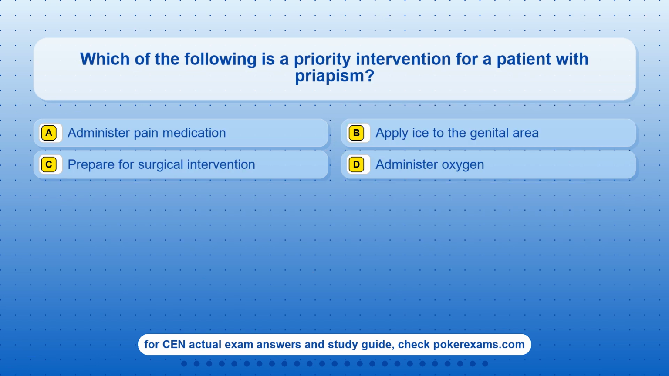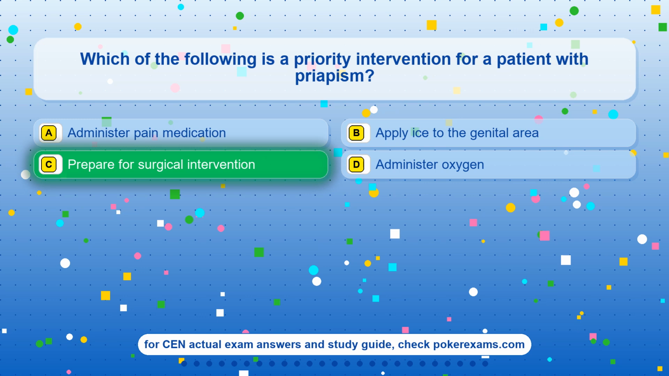Question 18. Which of the following is a priority intervention for a patient with priapism? Option A, administer pain medication. Option B, apply ice to the genital area. Option C, prepare for surgical intervention. Option D, administer oxygen.